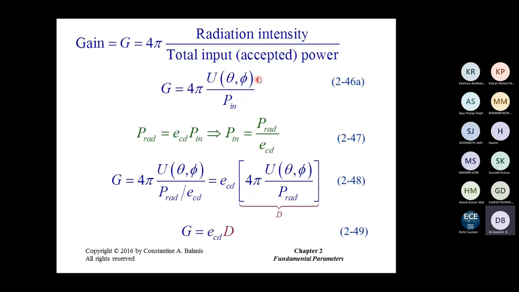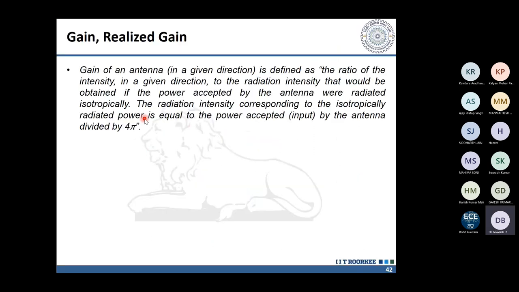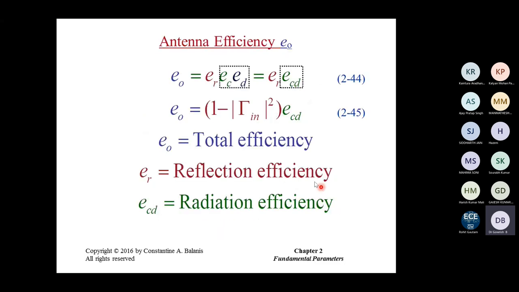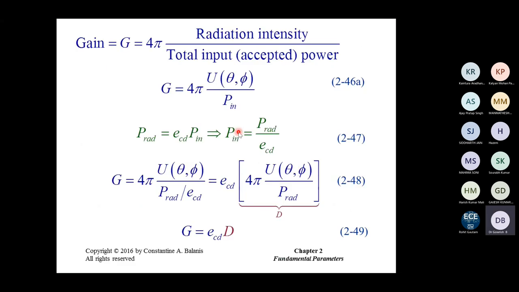So this is the definition of the gain. It looks very similar to directivity, except that instead of radiated power, we have the input power. But input power is related to radiated power through what? Radiation efficiency, right? We have seen that in the efficiency. If you have an input power, not all of it gets radiated. There will be losses, conduction loss and dielectric loss. So ECD, that is the radiation efficiency, times the input power is the radiated power.